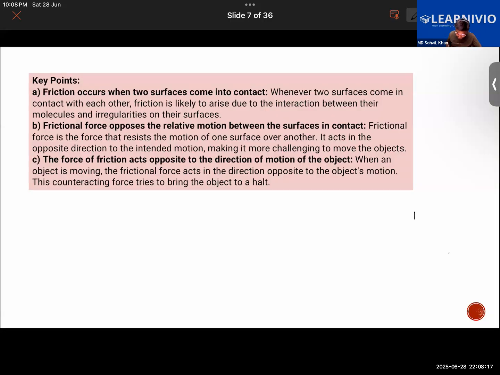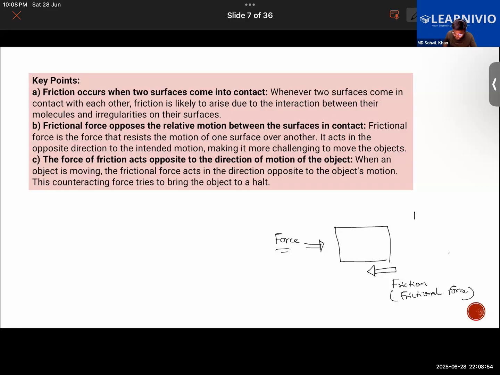Getting it? As an object is placed over here, I am trying to move it in this direction with some amount of force, while the friction force will be acting in the opposite direction. That is friction, or basically frictional force. Frictional force, friction force in short, is basically called friction. So it tries to oppose the movement of the object, and it always acts in the opposite direction to the direction of motion of the object.